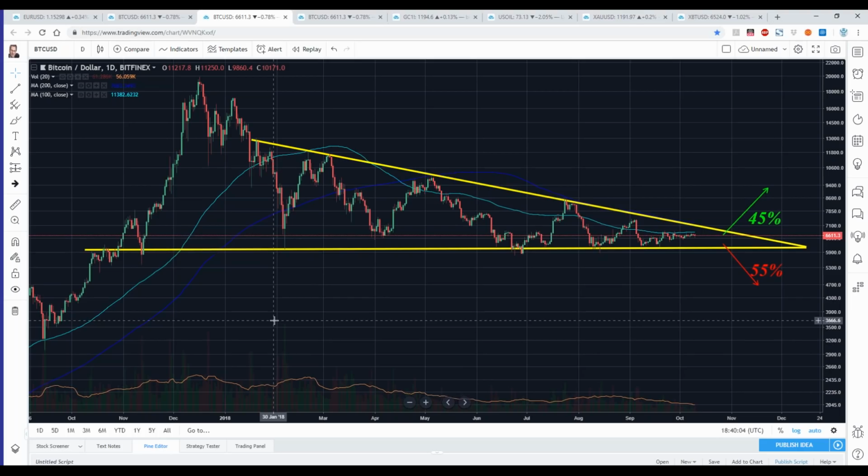It's going to have to break out in some direction. There's a 45% chance it's going to break out and go up, and there's a 55% chance it's going to break out and go down. We're not sure, but we can be prepared to make a decision when it breaks out of this chart pattern. And this is one of the reasons we want to use charts again.